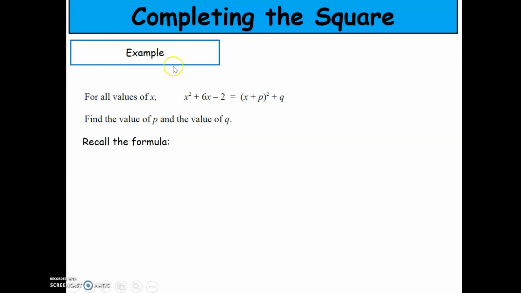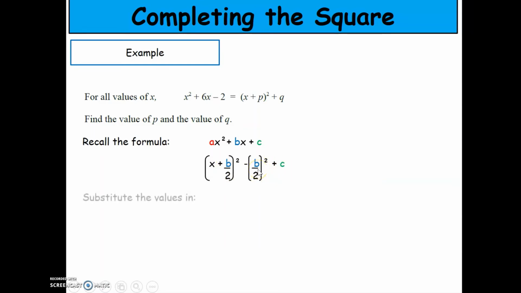So here is an example. For all values of x, they ask you to complete the square for the following quadratic, which is x squared plus 6x minus 2, and find the values of p and q. If I'm going to use the formula, which is x plus b over 2, everything squared, minus b over 2, everything squared, plus c.